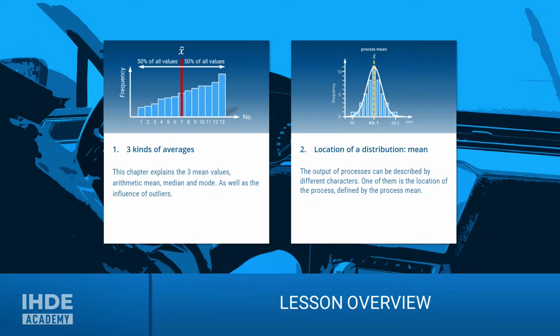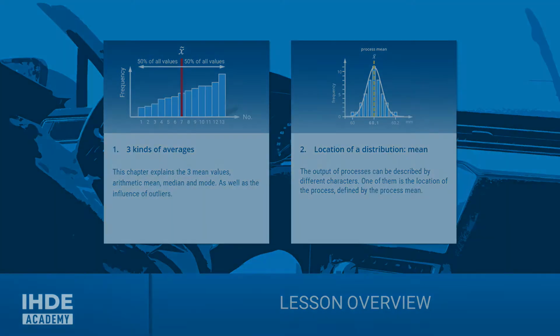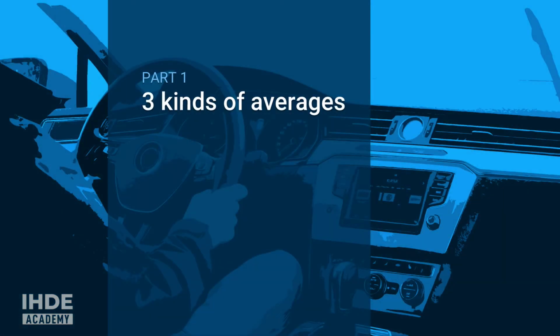This lesson is divided into two chapters. In the first chapter, we look at three important averages and talk a little bit about the pros and cons. In the second chapter, we then get to know the mean as a measure of the position of a distribution. Let's start with the three mean values.